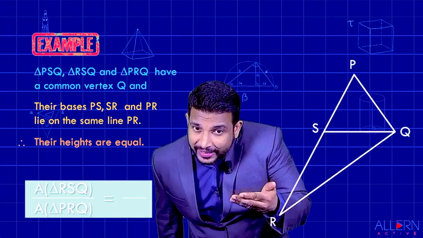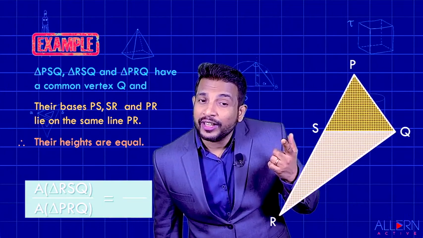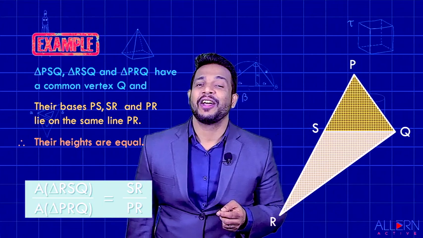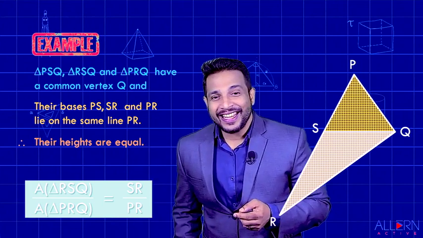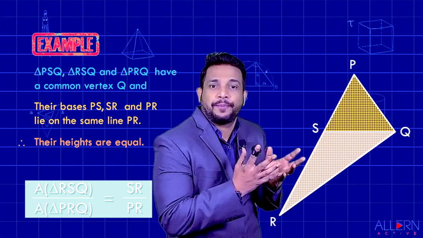Now I give you the third set of triangles, that is triangle RSQ upon the bigger one, that is triangle PRQ. What do we get? We get it is nothing but SR upon PR. Wasn't that easy? This is the concept which we have learned. So whenever we see a situation like this, that's the trick I'm going to give you. Observe the trick.